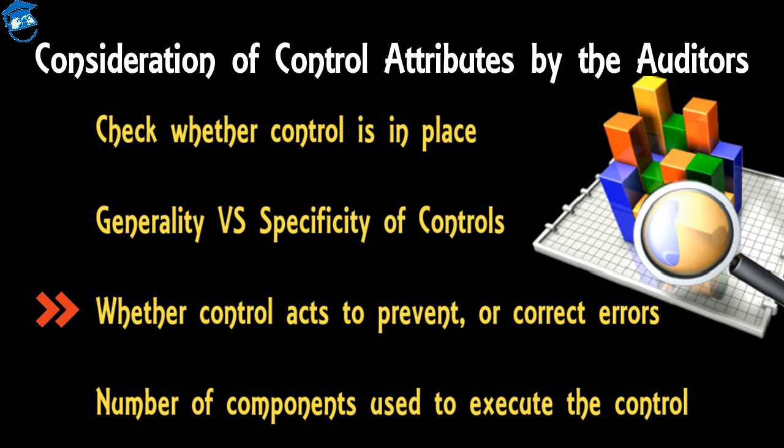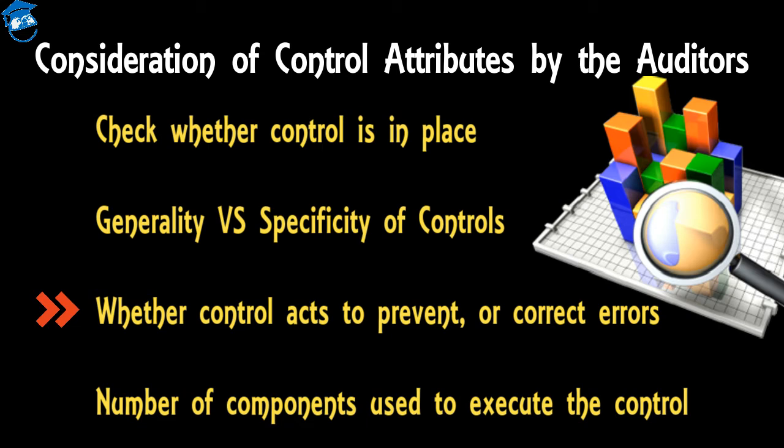So preventive controls stop the errors from occurring. Detective controls identify errors or irregularities once they have already happened. And corrective controls are the ones which remove the effect of errors and irregularities after they have been identified. This is the third one. It removes the effects of all the errors which have already been done, after they have been detected.